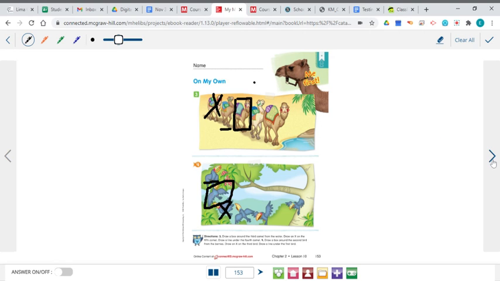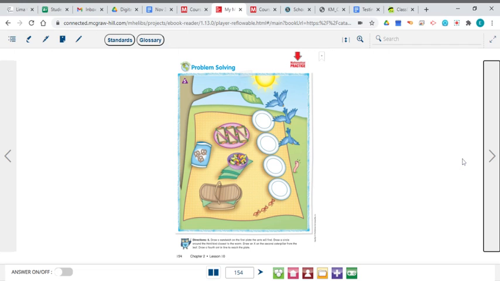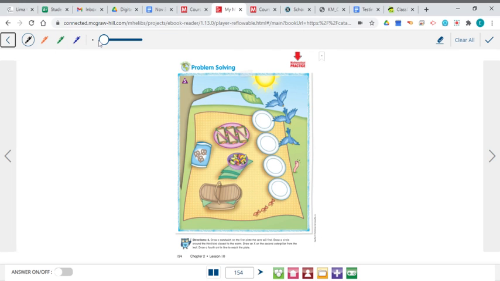All right, we are moving right along. Here we are on the last page of our practice papers, and it is on page 154. Now it says to draw a sandwich on the first plate the ants will find. Now here are our ants down here. So the plate closest to them would be our first plate, right? So here are our ants. That is the first plate. And so I will draw a sandwich for those ants to find.